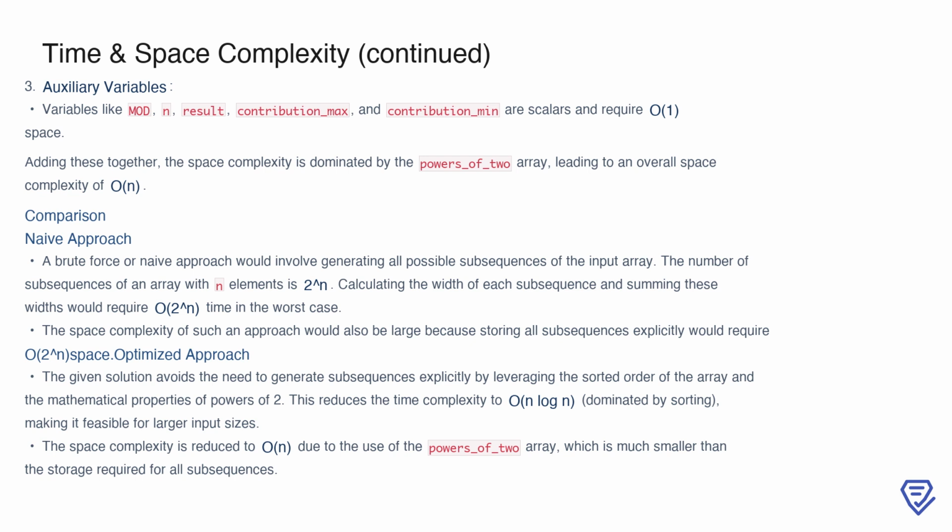In a naive approach, we would generate all possible subsequences of the array. Since an array of size n has 2^n subsequences, this approach would have a time complexity of O(2^n). Calculating the width of each subsequence and summing them would require exponential time, and the space complexity would also be O(2^n) to store these subsequences. By contrast, the optimized approach avoids generating subsequences explicitly and instead leverages mathematical properties, reducing the time complexity to O(n log n), and the space complexity to O(n), making it far more efficient.